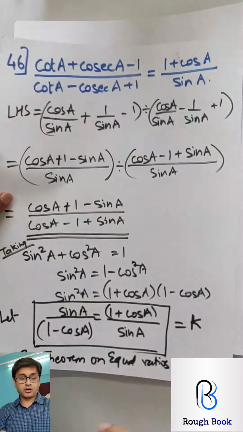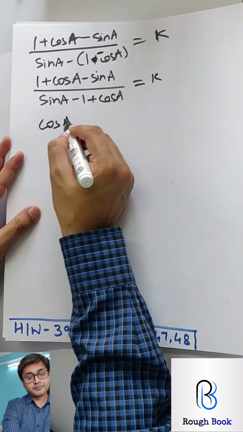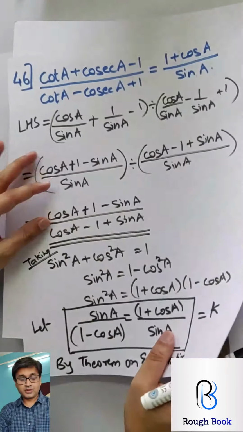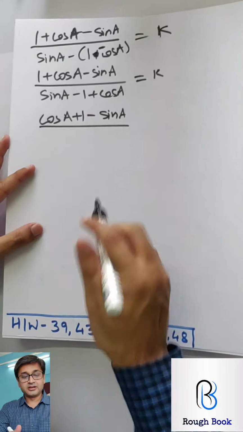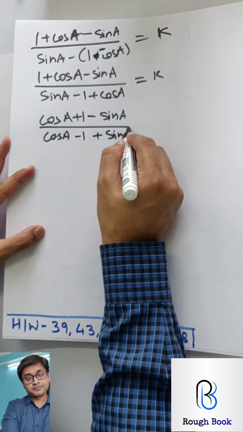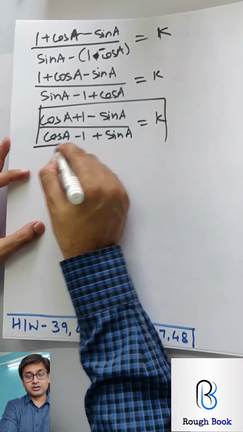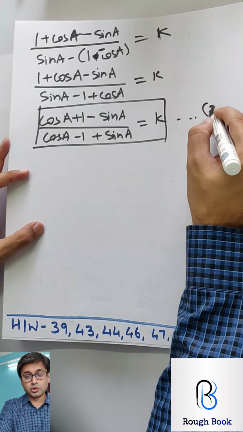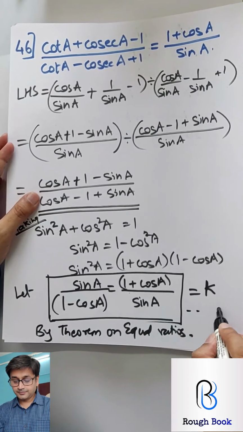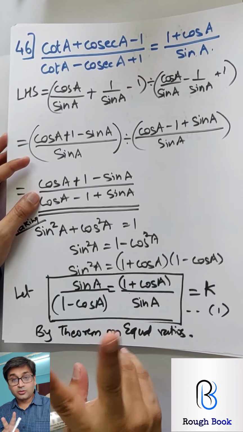Let's write this in proper order. Cos A plus 1 minus sin A. So cos A plus 1 minus sin A upon cos A minus 1 plus sin A is equal to k. Now see, this part, I will call this part 2, is equal to k, and I will call this part 1, is also equal to k. Since both are equal to k, both are equal to each other.